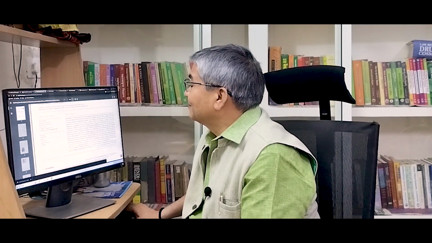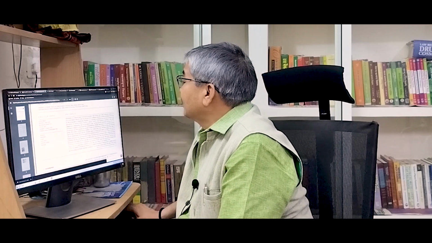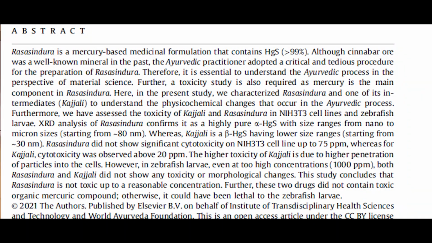So here, see what this paper is saying. I am just going through the abstract, and I hope you will go through the whole paper. In the abstract, I am coming to the main criteria. Here in the present study, we characterize Rasa-Sindoor and one of its intermediates, Kajjali, to understand the physicochemical changes that occur in the Ayurvedic processes. Furthermore, we have assessed the toxicity of Kajjali and Rasa-Sindoor in NIH3T3 cell lines and zebrafish larvae.